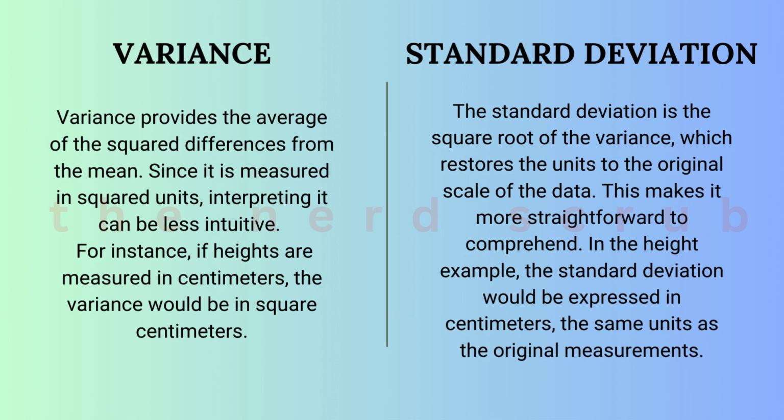And if we talk about standard deviation, it is the square root of the variance. This brings the unit back to the original scale of the data, and it makes it easier to understand. So variance and standard deviation are closely related, and standard deviation is most often preferred because it's more intuitive and easier to interpret. Standard deviation is widely used in various fields.